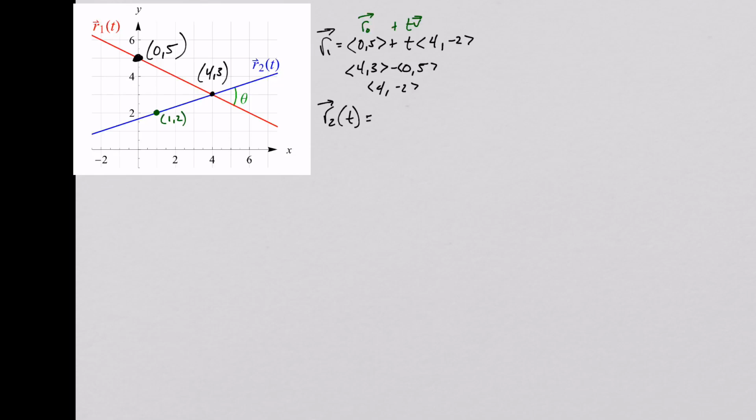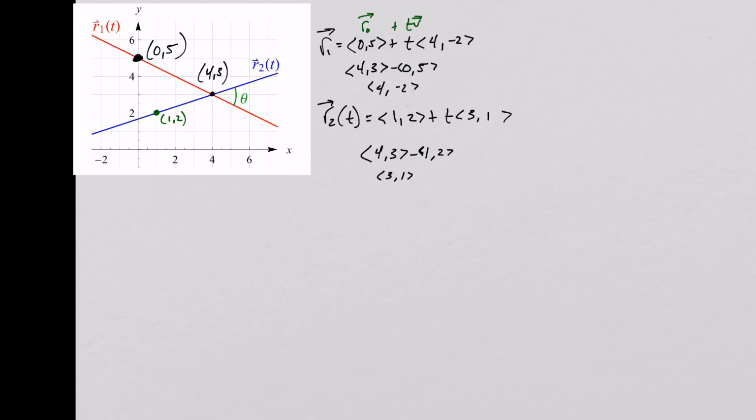And so I'll let R naught be that point (1, 2), plus t times my direction vector. Again, I've got to get from the point (1, 2) to the point (4, 3). So that means I'm going to do (4, 3) minus (1, 2). That gives me, let's see here, 4 minus 1 is 3, 3 minus 2 is 1. And there's my direction vector, (3, 1).